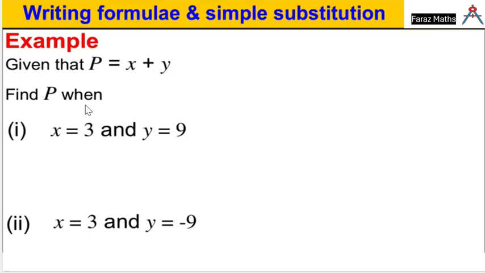The next question is: given that P is equal to X plus Y, find P when X is 3 and Y is 9. You just have to substitute there. P equals, the formula here is X plus Y. So P is equal to X, which is 3, plus Y, which is 9. So P is 12.